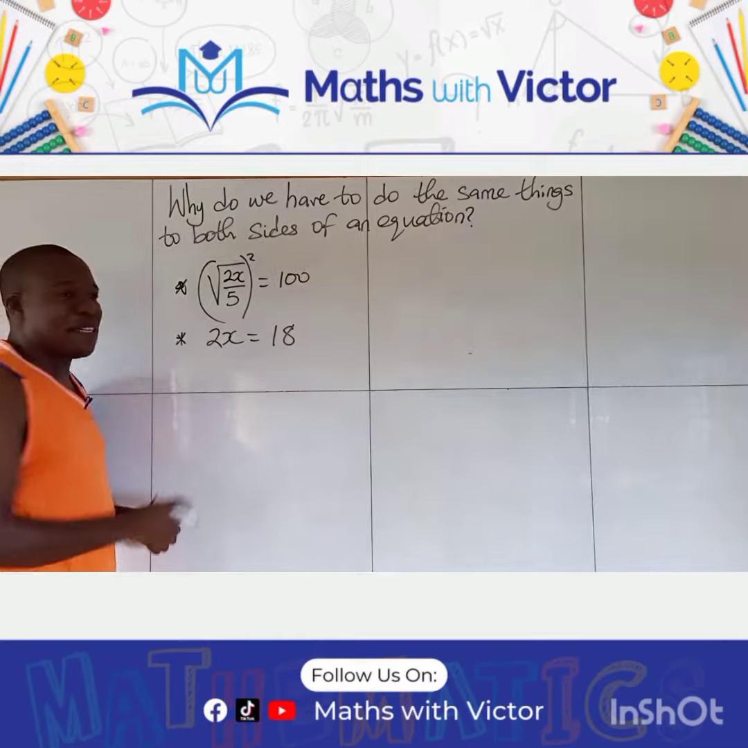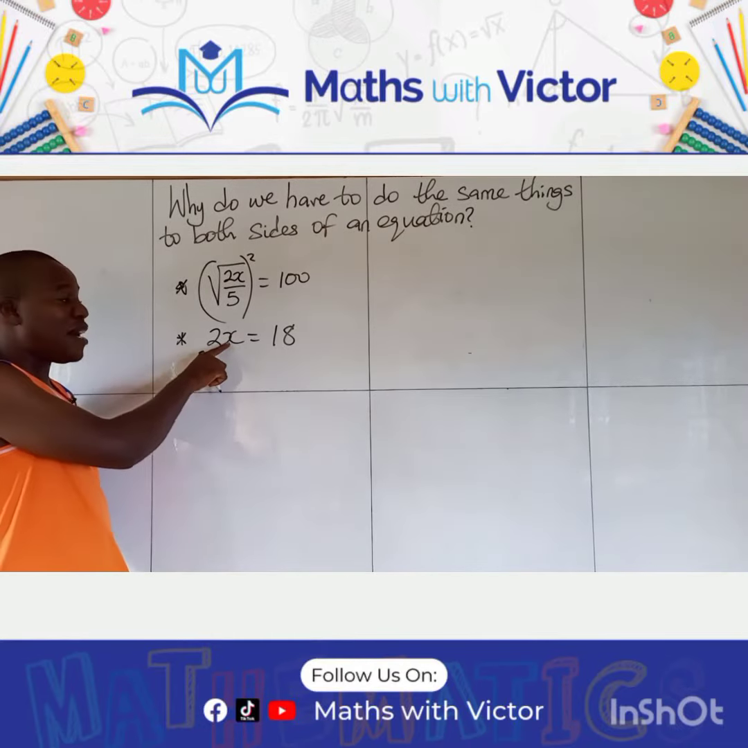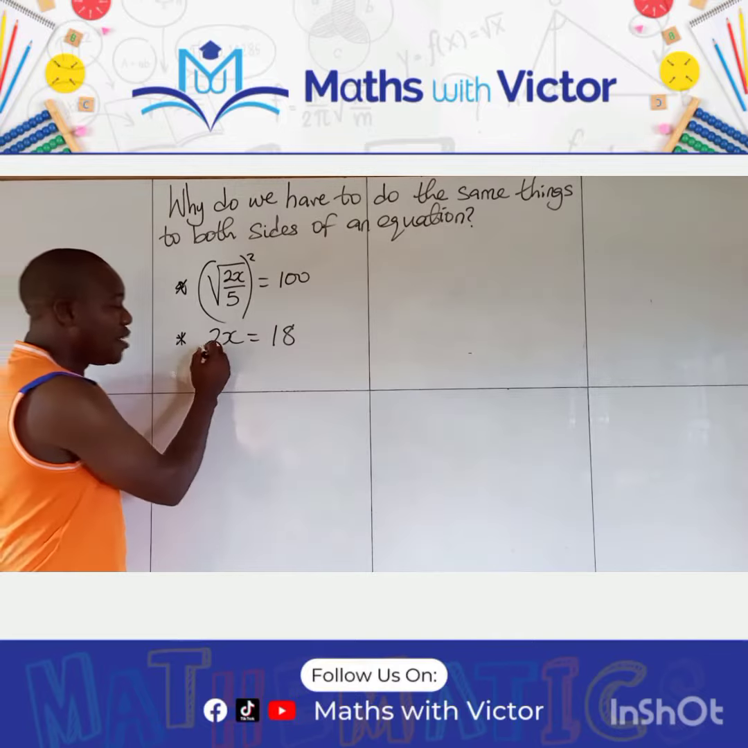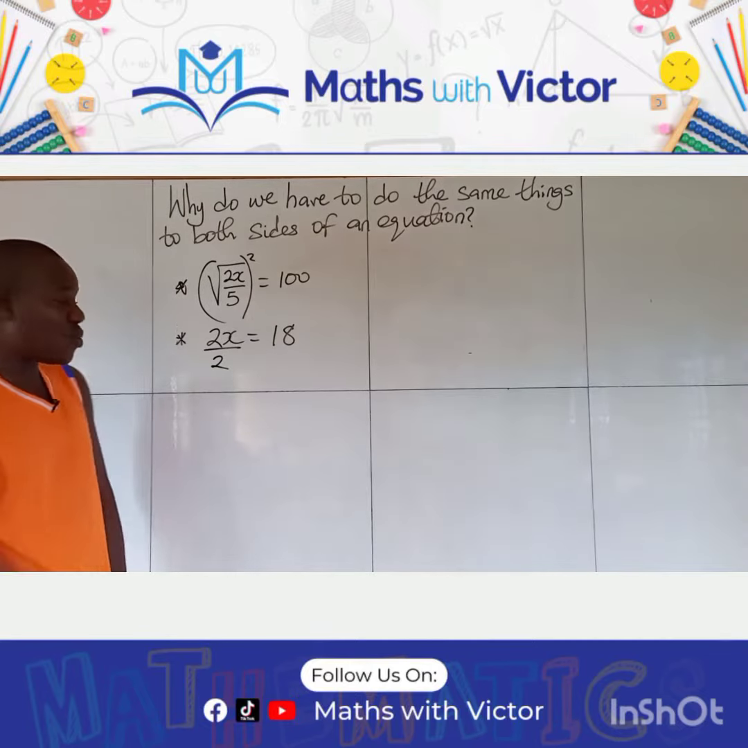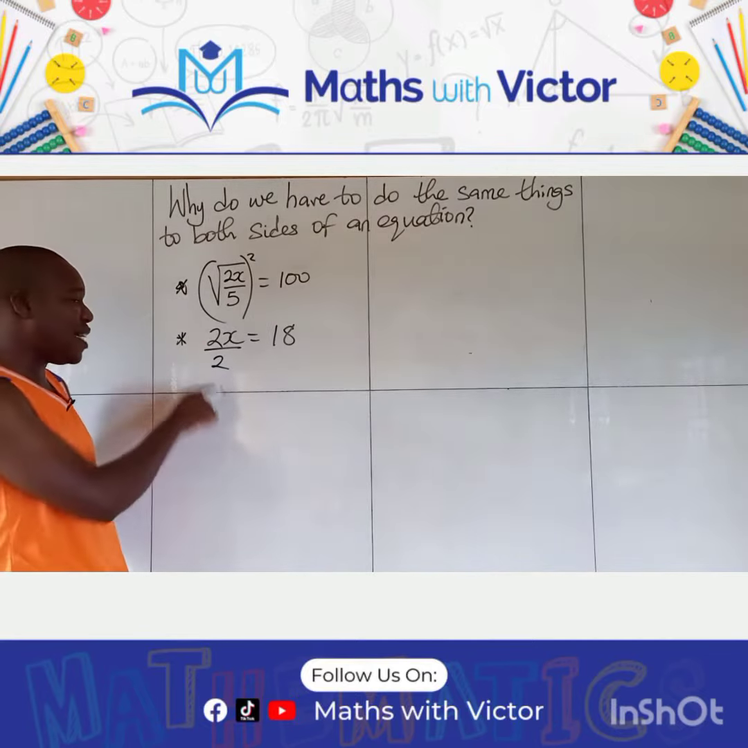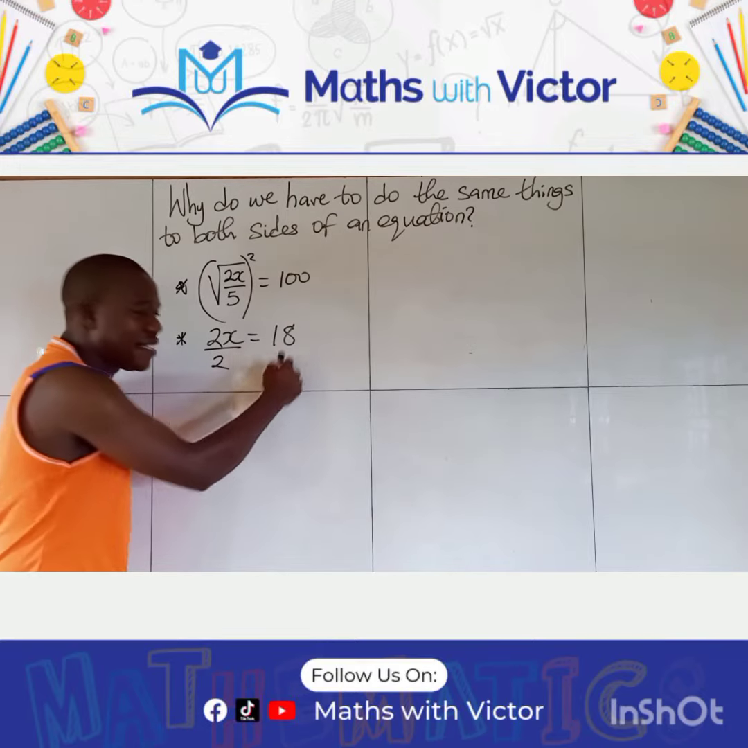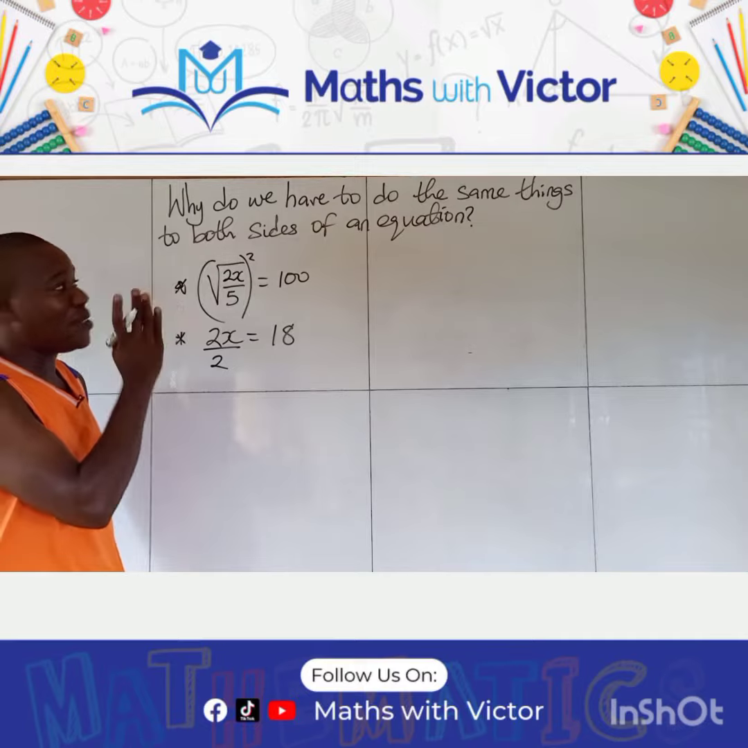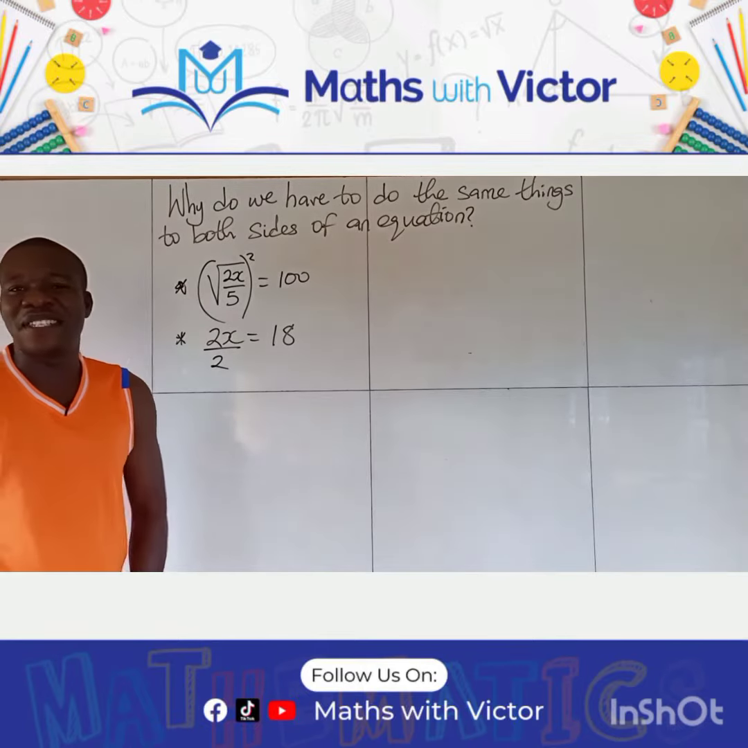I'm solving this problem and I'm looking for x, and the only way I have to find x is to eliminate 2, which is the coefficient. And the only way to eliminate 2 is to divide by 2. This is what I want to eliminate. So why should I eliminate it and also divide this side by 2? Why both sides? Why do we have to do the same things to both sides of an equation?